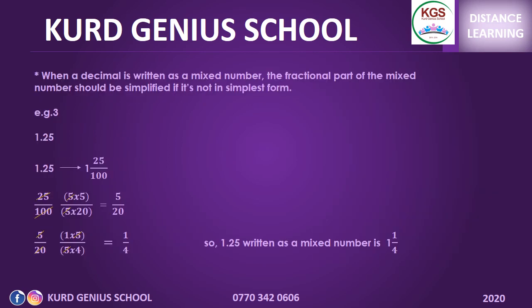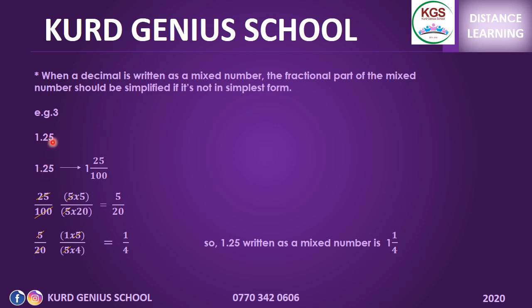When a decimal is written as a mixed number, the fractional part of the mixed number should be simplified if it's not in the simplest form. Example given 3. 1.25. So, if we want to write this number as a mixed number, 1 should be written in the whole number part because 1 is in the whole number part of the decimal. Then, since we have 25 hundredths, that means we have 25 parts out of 100 parts.